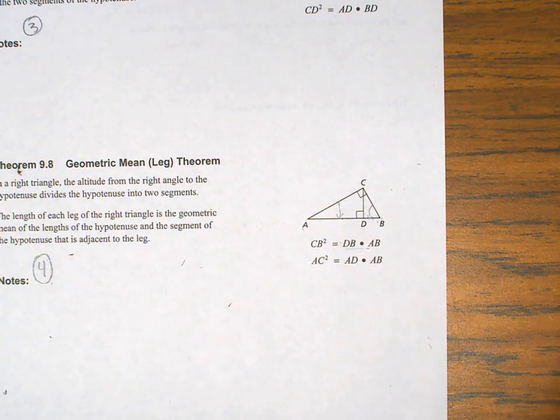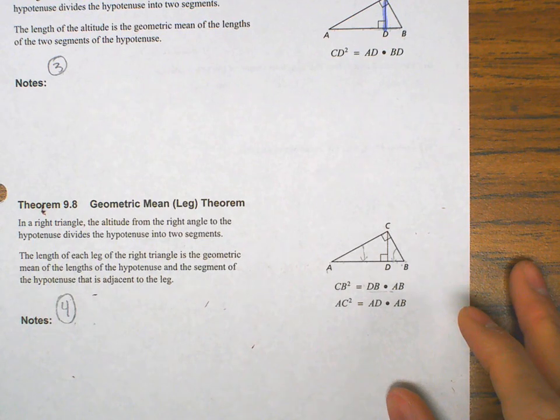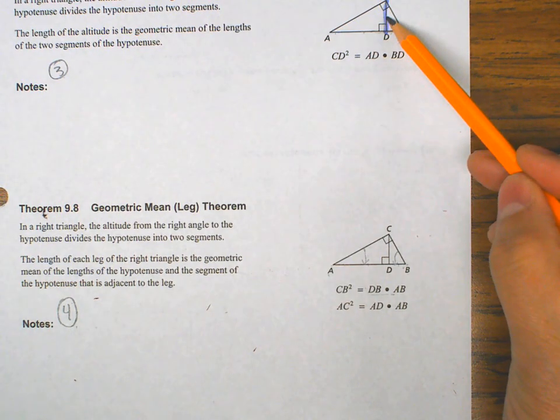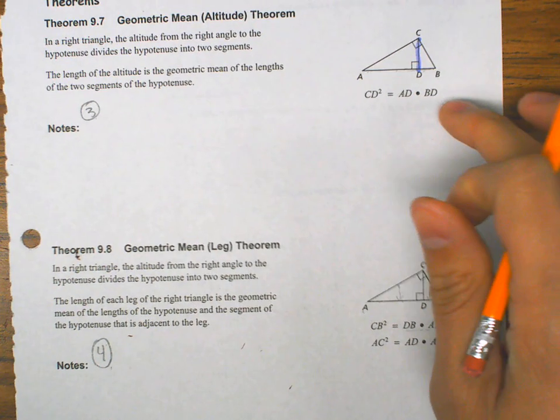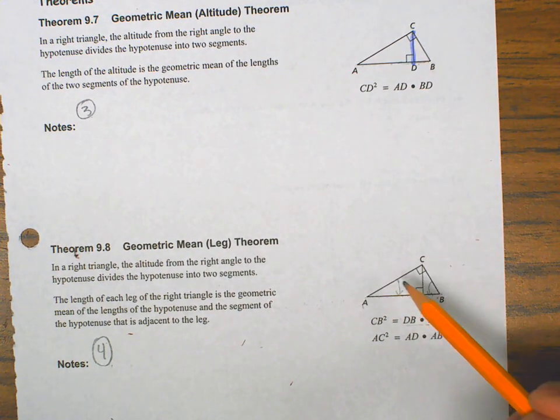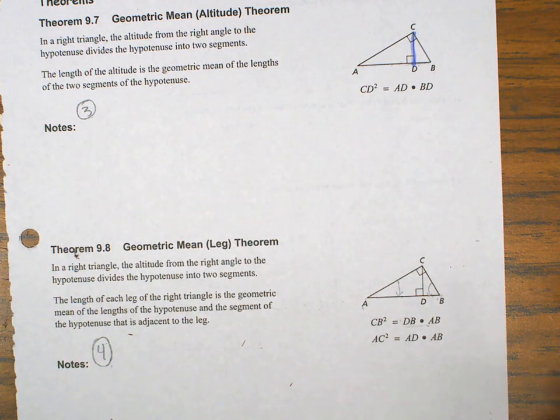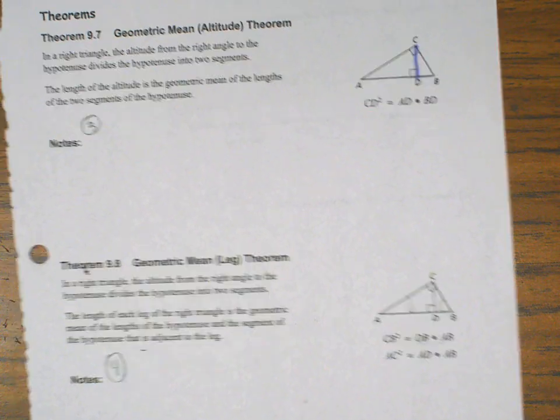So when do we use these theorems? Well, whenever we are missing a side of a triangle and we don't know what it is. So which one do you use? Well, if your problem involves an altitude, you probably want to use this one right here. If your problem involves a leg and a hypotenuse, you're probably using this one. So let's go ahead and jump into our first examples.